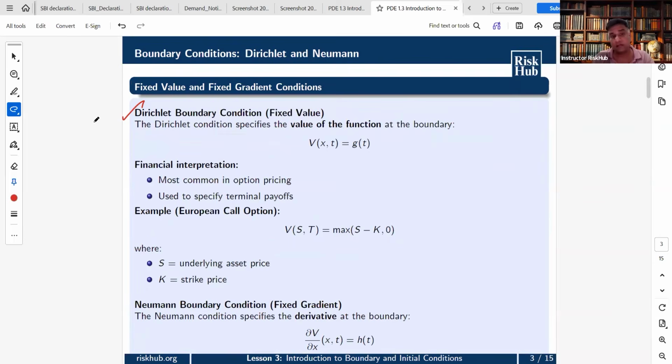Dirichlet and Neumann, right? Those two things we have to understand. The boundary condition has been given, specifying the value of the function at the boundary: v of x comma t equals g of t, meaning at the boundary the value of the function itself is fixed. In finance, this means we directly specify the option value at some edge of the domain. This is one of the vital equations which we saw in lesson number 1 also. Remember that part, guys. If you want, you can go back and see that.